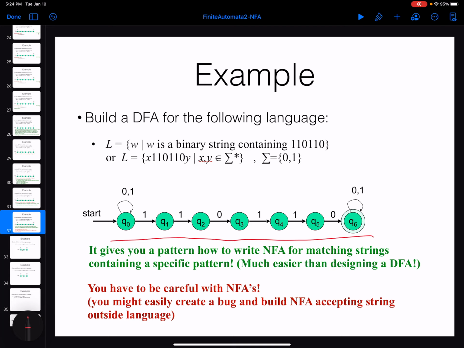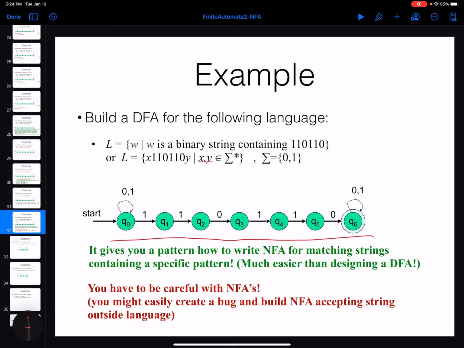When you are designing a DFA, we care about all the states, all the transitions, and we show what the machine needs to do in every possible situation. When you are designing an NFA, we just care about what we exactly want. We don't show those things that we don't want.